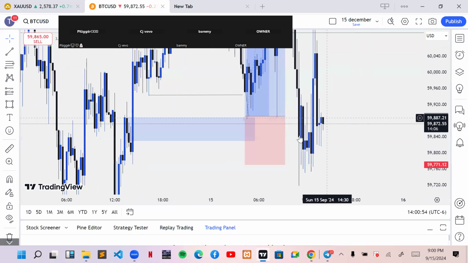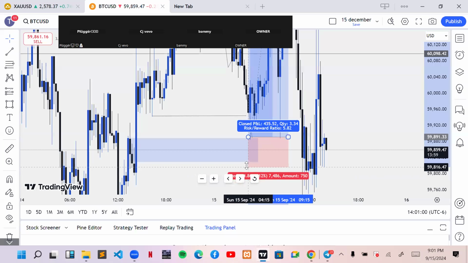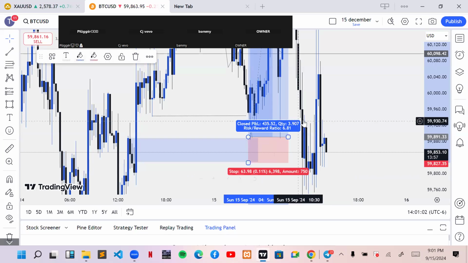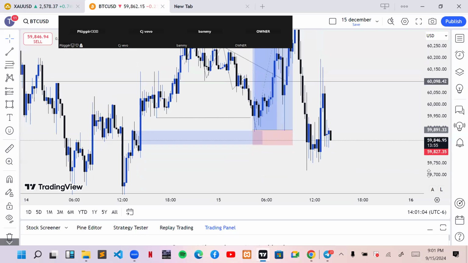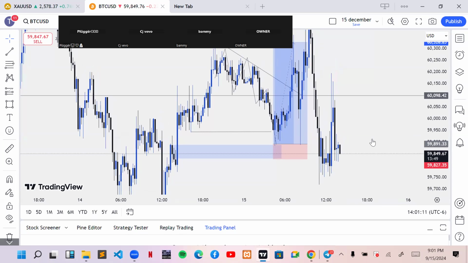Now pay attention. Keeping my SL here makes this trade a 1:3.6 risk to reward ratio. But keeping my stop loss here makes this trade a 1:6 risk to reward ratio. Just by being technically correct. Technical analysis, just being technically correct. I know that since I'm taking this trade from my point of interest, which is my breaker block, the market is going to reverse from my breaker block. If price reverses from my breaker block, what's the point of shifting my SL all the way? You have to be correct with your technical analysis.